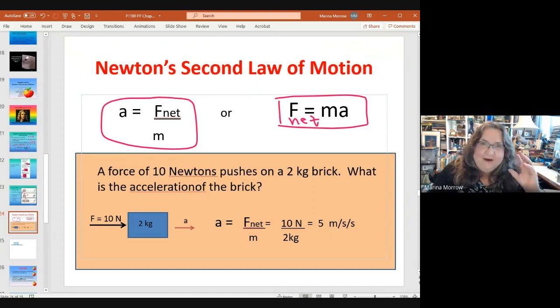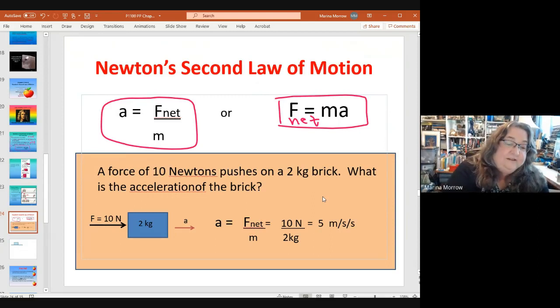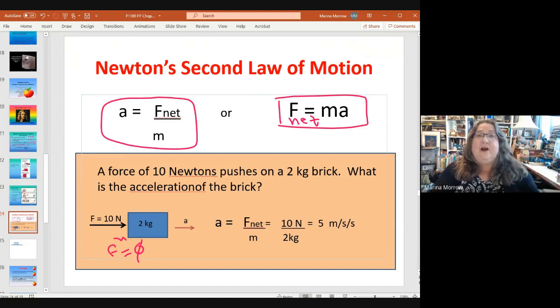So you've got to think about all the forces on an object before you can predict what its acceleration is going to be. So here we have a force of 10 newtons pushing on a 2 kilogram brick. What's the acceleration of the brick? Now, in this case, there must not be any frictional force, because normally there would be. Let's say the frictional force equals zero. Okay, all right. So now we are considering all the forces on this object.